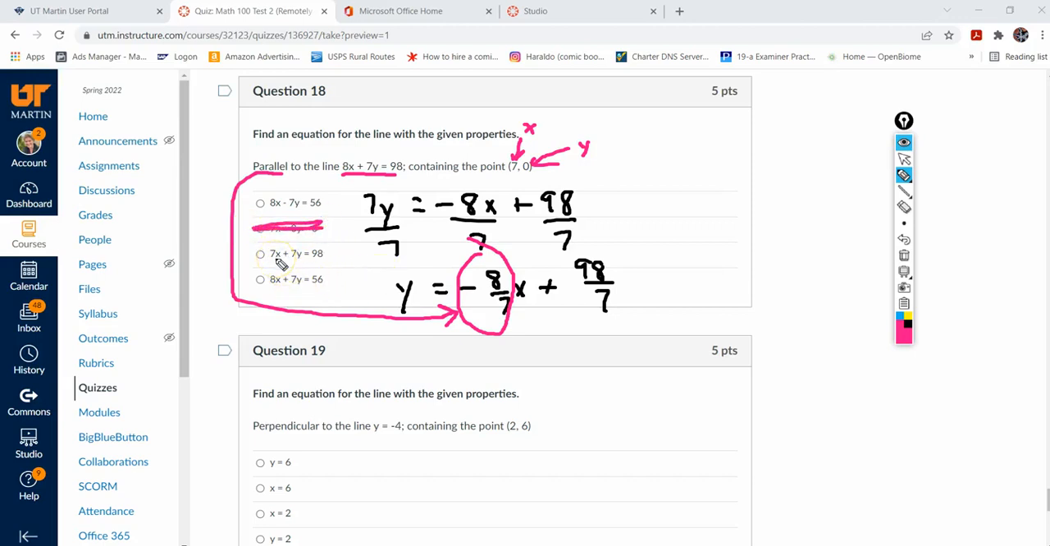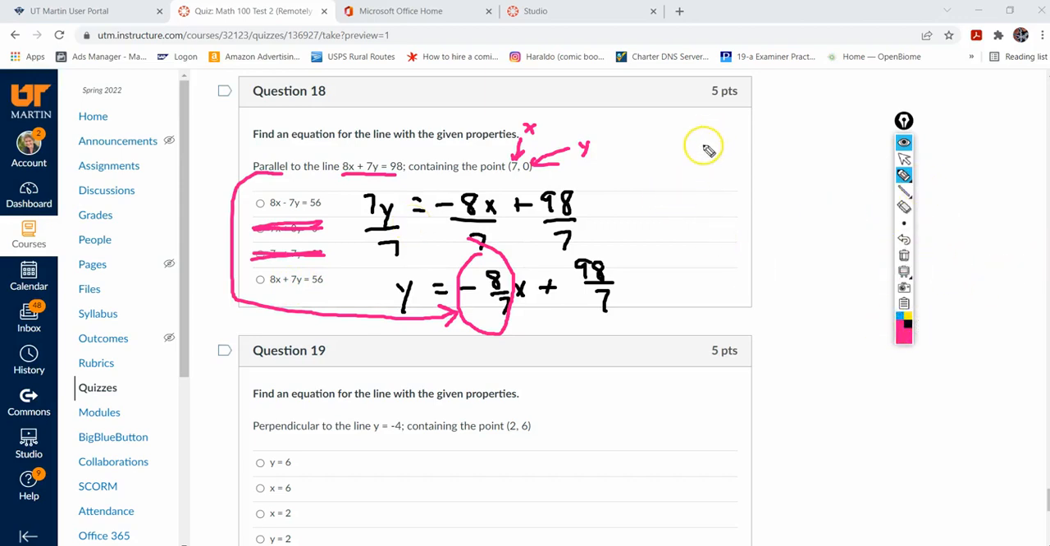x times 7 is 49 plus 7 times 0 is not 98. Okay. And 8 times 7 is 56 plus 7 times y, 7 times 0. Okay, so I've reduced it to these two, which is good.